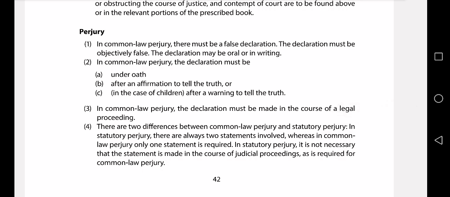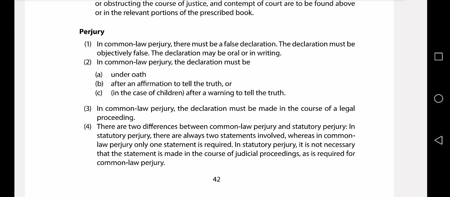Perjury. In common law, perjury must be a false declaration. The declaration must be objectively false. The declaration may be oral or in writing. In common law perjury, the declaration must be made under oath or after an affirmation to tell the truth, or in the case of children after a warning to tell the truth. In common law, the declaration must be made in the course of judicial proceedings.